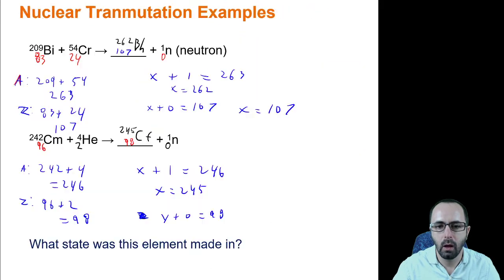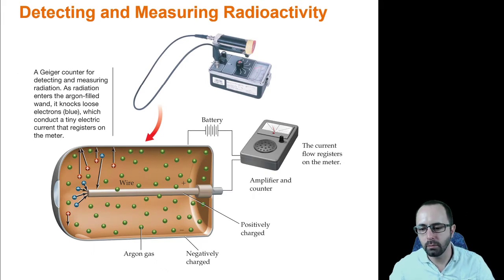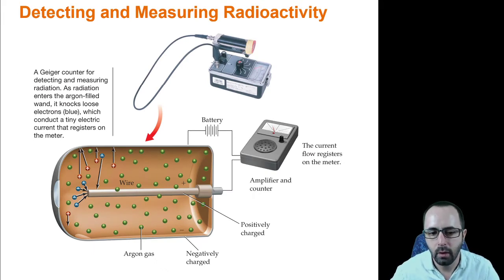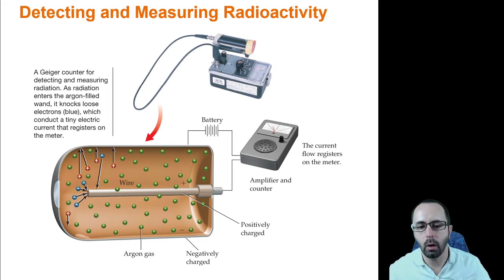So now we're going to talk about measuring radioactivity and its impacts on health. The way radioactivity is measured is by the use of what's called a Geiger counter. And the use of a Geiger counter will be a part of our experiment 1.